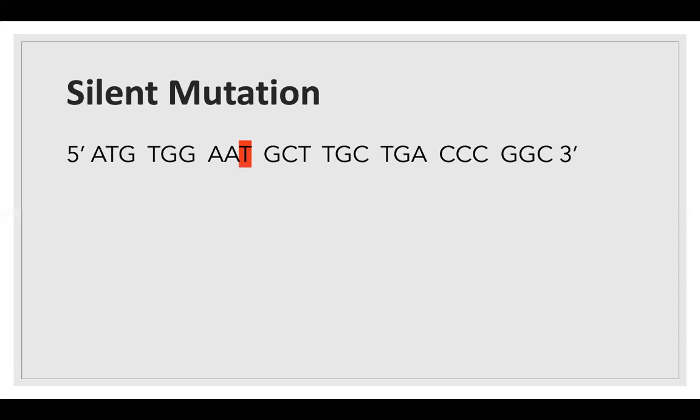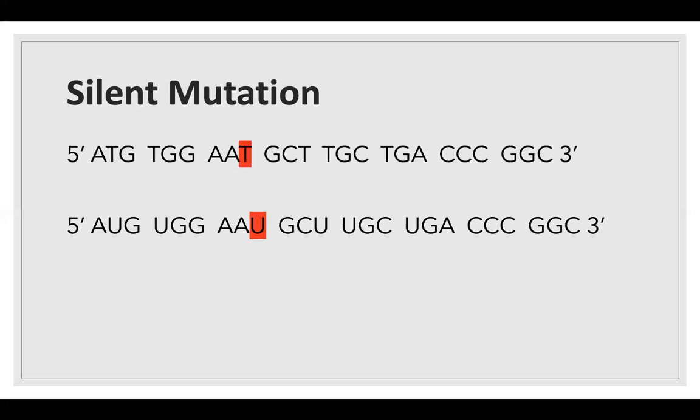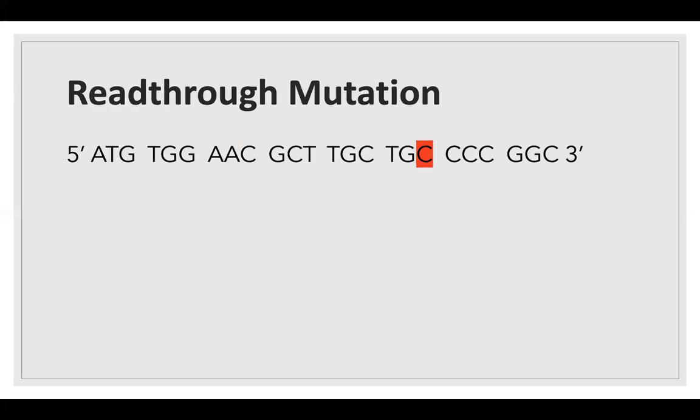The third type is a silent mutation. Here, a cytosine was substituted for a thymine. This substitution makes it a transition mutation. The strand is then transcribed and the thymine becomes an adenine. This causes a translation of the amino acid asparagine, but it does not change since it was already asparagine. There is no amino acid or protein change.